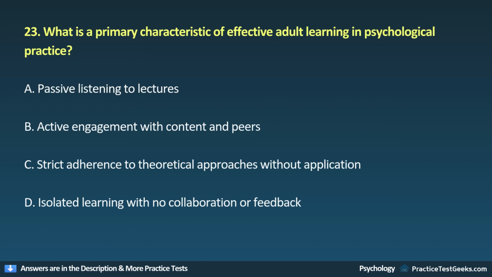23. What is a primary characteristic of effective adult learning in psychological practice? A. Passive listening to lectures. B. Active engagement with content and peers. C. Strict adherence to theoretical approaches without application. D. Isolated learning with no collaboration or feedback.